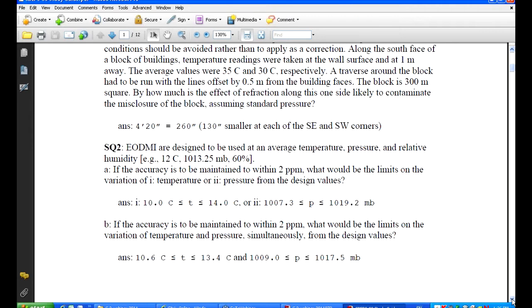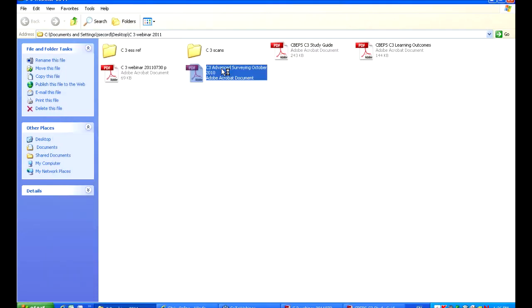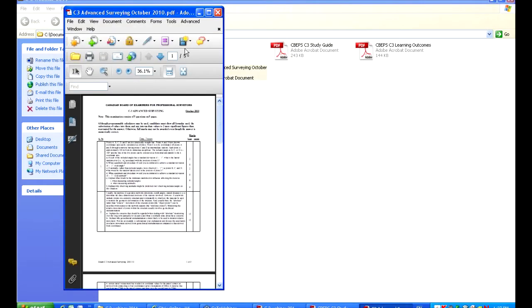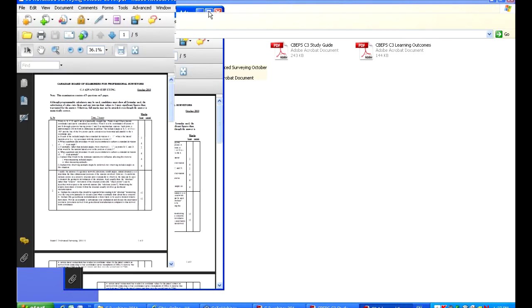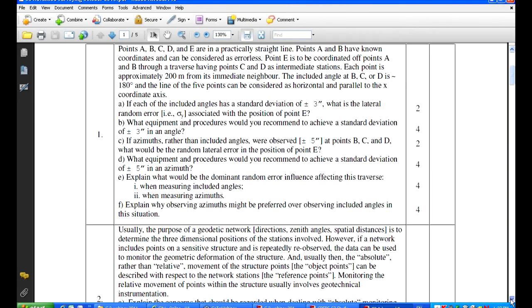So if you were to take, for instance, this refractivity formula, and if I can just maybe go to the last exam and point out that formula, rather than trying to describe it in a way that no one will follow. So this is the October 2010, which is the most recent one that's on the CBEP's website.